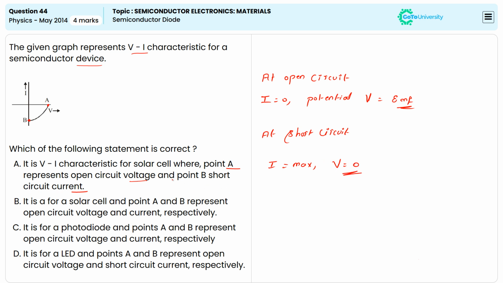Okay. Here if you are going to observe, point A represents the open circuit voltage and point B is the short circuit current. Okay. Point B is the short circuit current. And A represents the voltage. Then we can say option A is the right answer here.